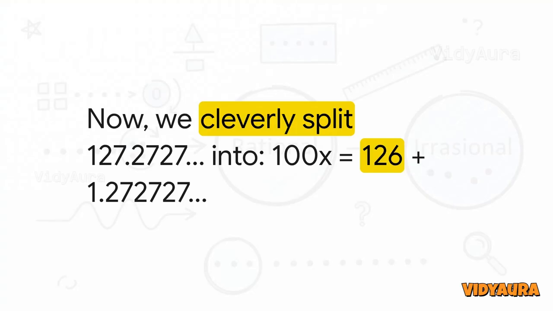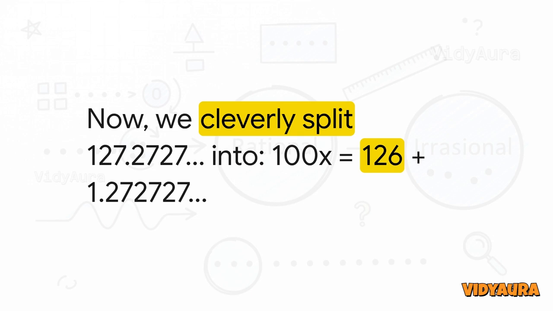127.2727. Now for step 3, and this is where the real magic happens. This is the clever trick of the whole method. We're going to split our new number, 127.2727..., into 2 pieces. The goal is to split it so that one of the pieces is our original number, x. So how can we do that? Well, we can write it as 126 plus 1.272727... See?